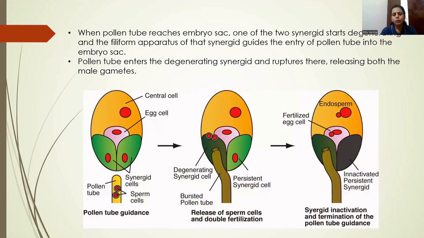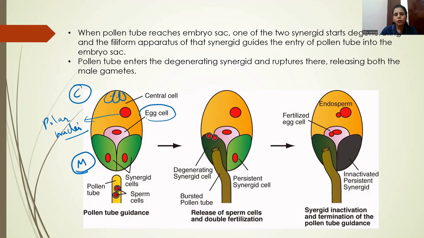Now, once this pollen tube reaches the female gametophyte, we know that this is the micropylar end and this is the chalazal end. At the chalazal end we have three antipodal cells. In the center we have the polar nuclei. And at the micropylar end we have two synergids. These green color cells are the synergids, and this purple color cell is the ovum or the egg cell. This is the female gamete.